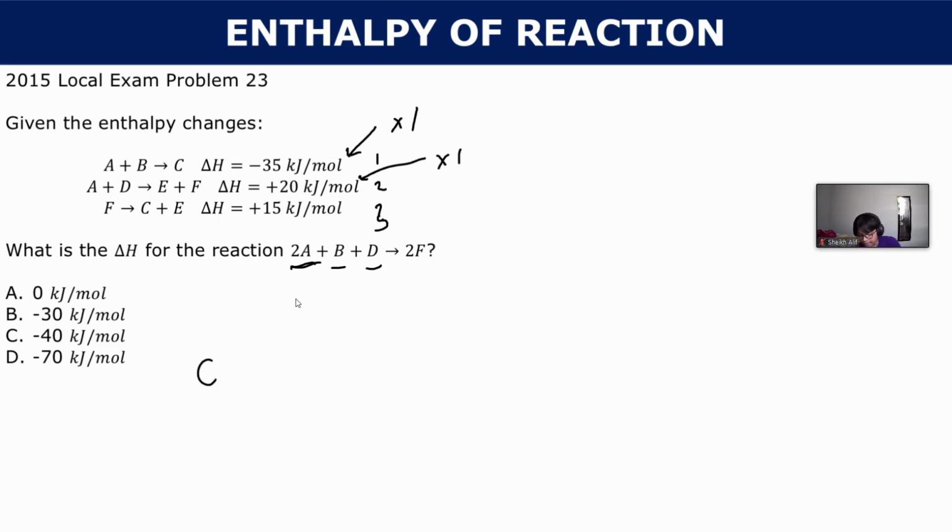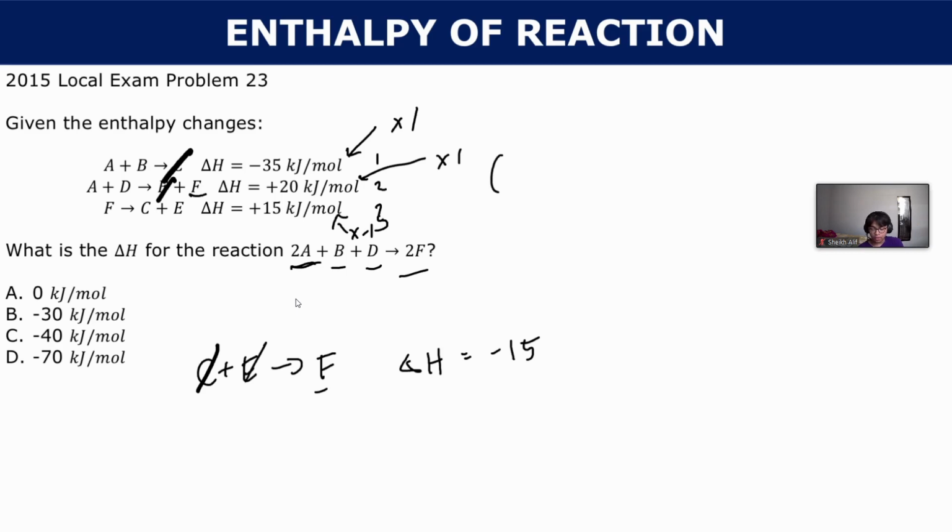If you were to say C plus E results in F, and that change in enthalpy would be negative 15, well, what happens is that the F from the second reaction and the F from the third reaction are going to add up to be 2F, and then the C cancels out with the C over here, and the E cancels out with the E over here. So what you're really left with is one of the first reaction, one of the second reaction, and one of the negated version of the third reaction.